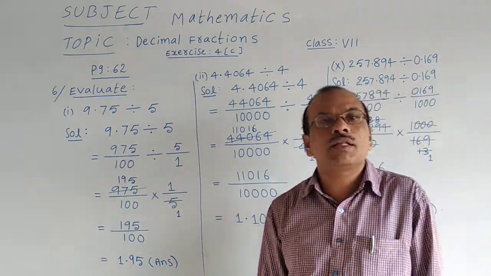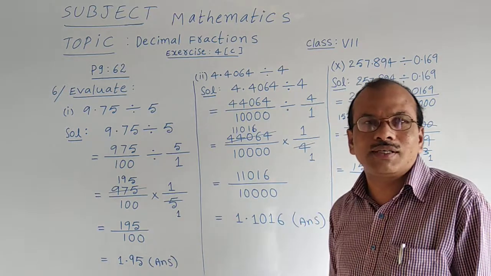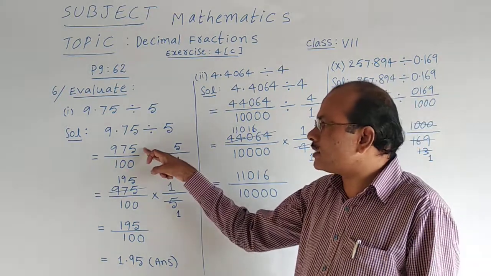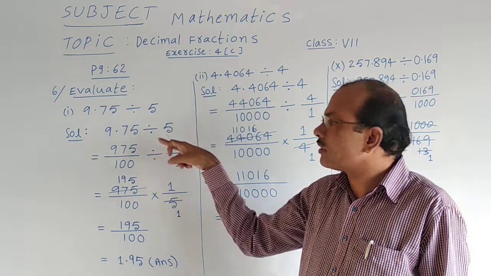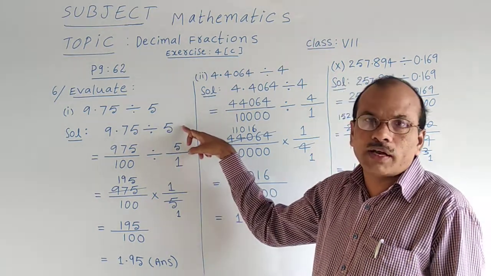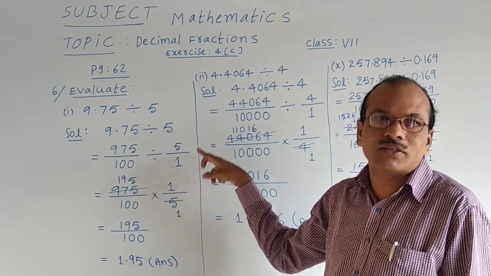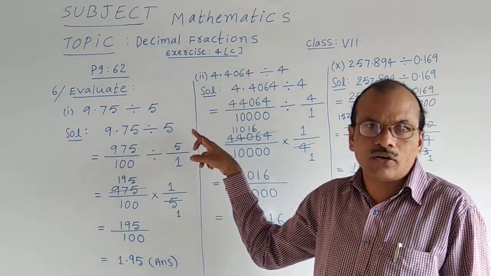That is the method we have learned already. We are using that procedure. 975 by 100, and 9.75 divided by 5 can be written with 5 by 1, since no denominator is given. Clear now?